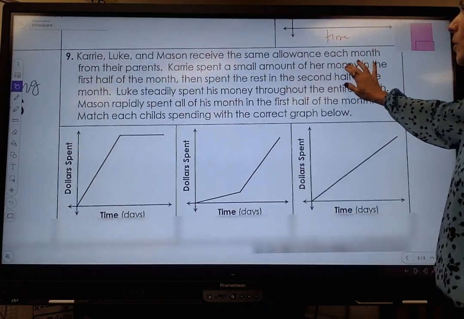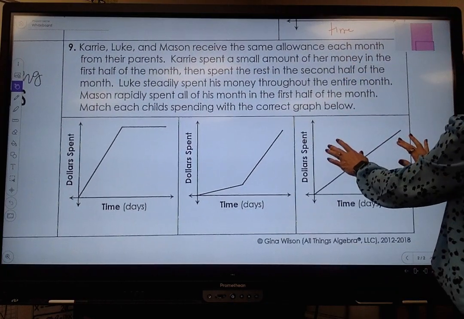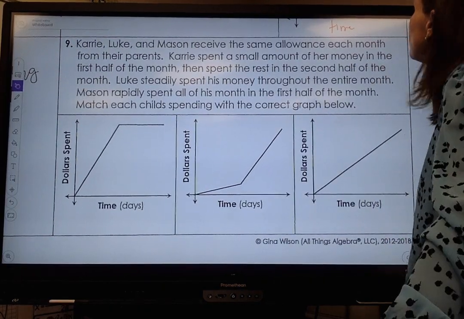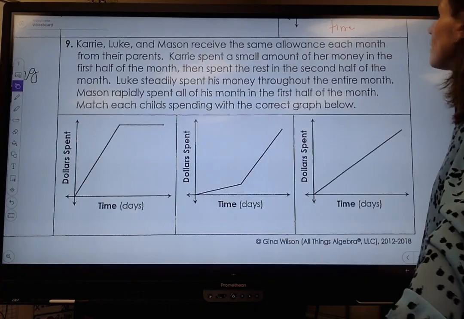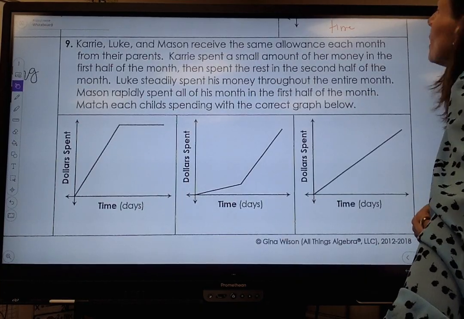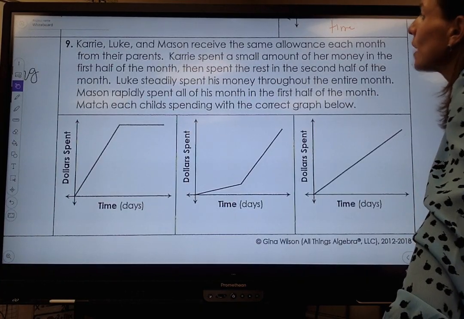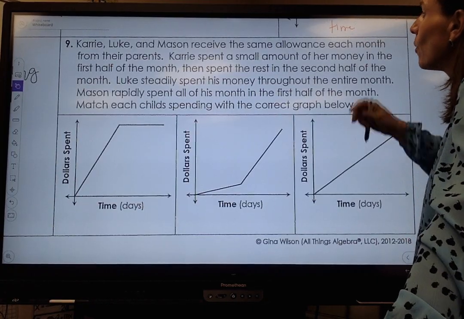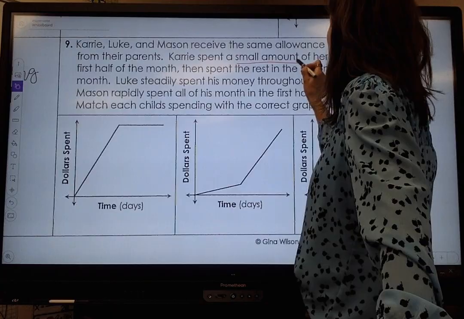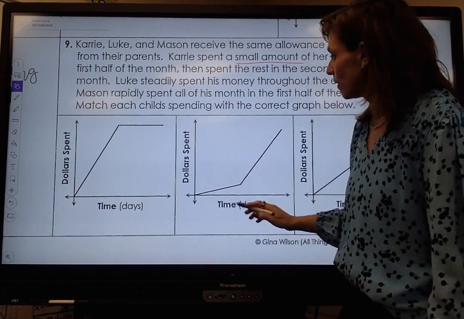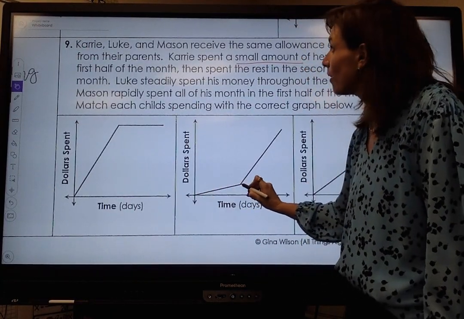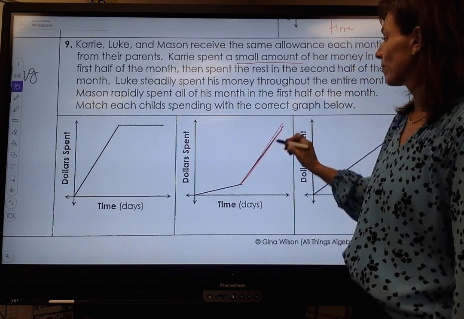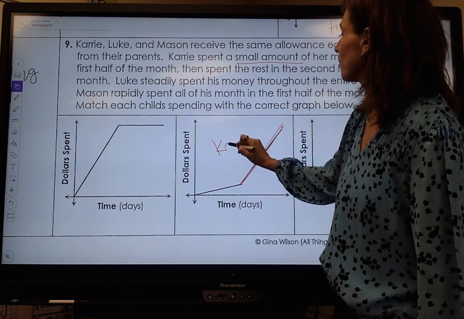All right, let's look at number 9. And now we're going to look and see Carrie, Luke, and Mason. Carrie, Luke, and Mason receive the same allowance each month from their parents. Carrie spent a small amount of money in the first half of the month, then she spent the rest in the second half of the month. So she spent a small amount in the first half of the month. So this is a small amount, and then she spent it like crazy. So this is going to be Carrie.